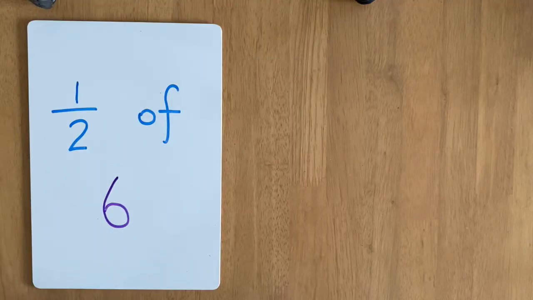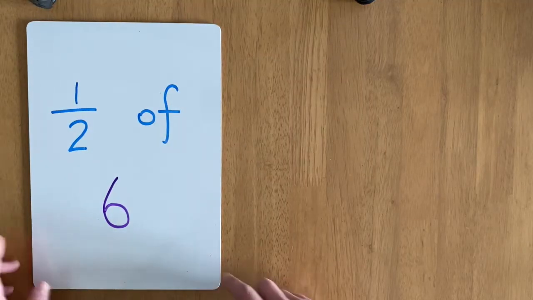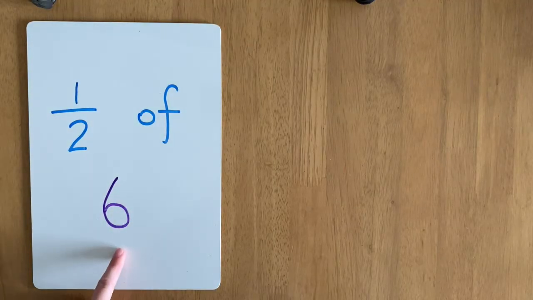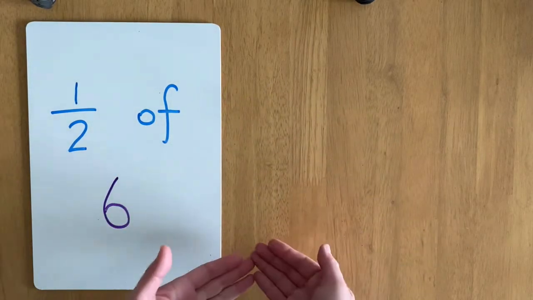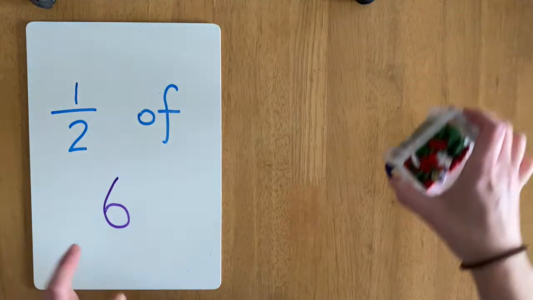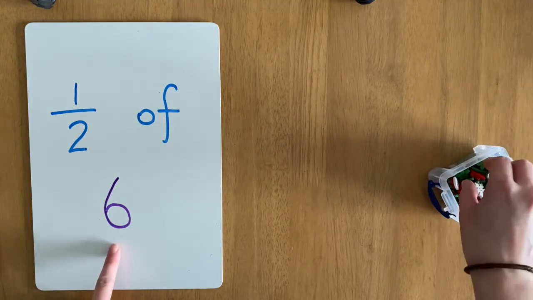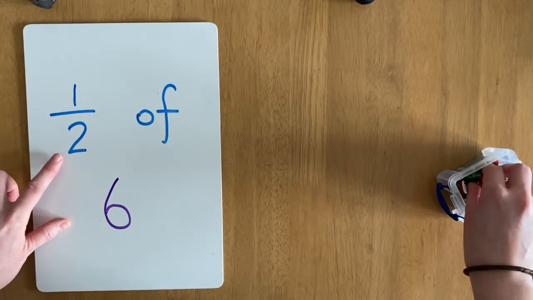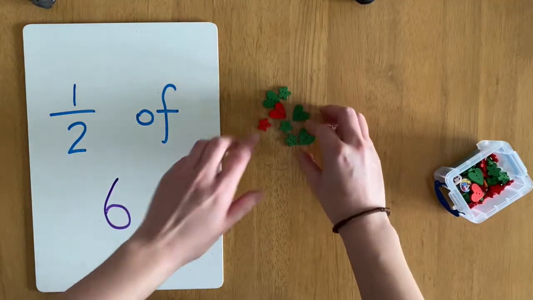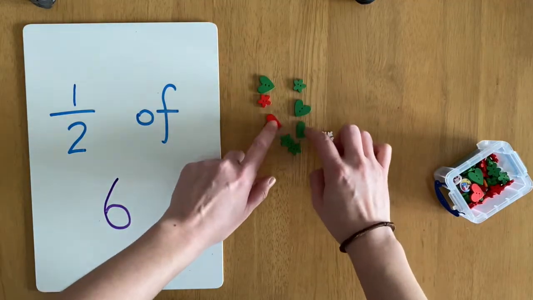So here's our first question. We want to find what is a half of 6. So we have 6 objects all together. That is our whole number. Our whole number is 6. And we want to find out what half of 6 is. So let's get 6 objects out. 2, 4, 6.